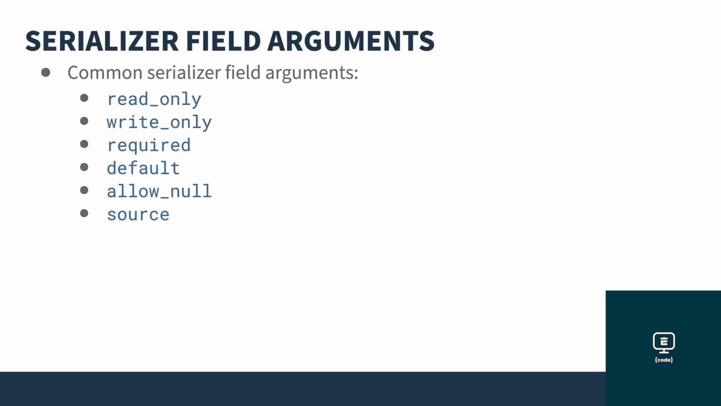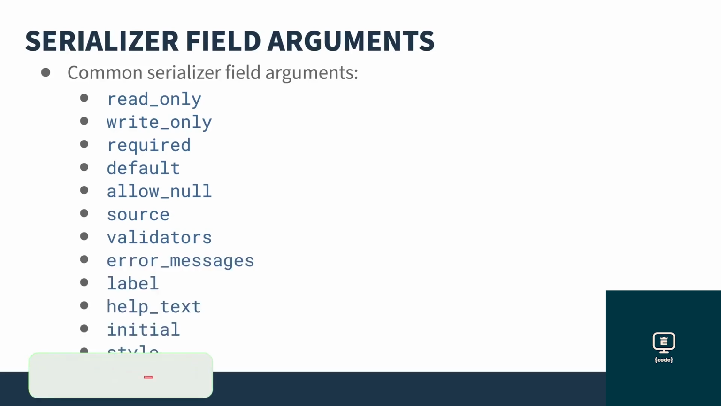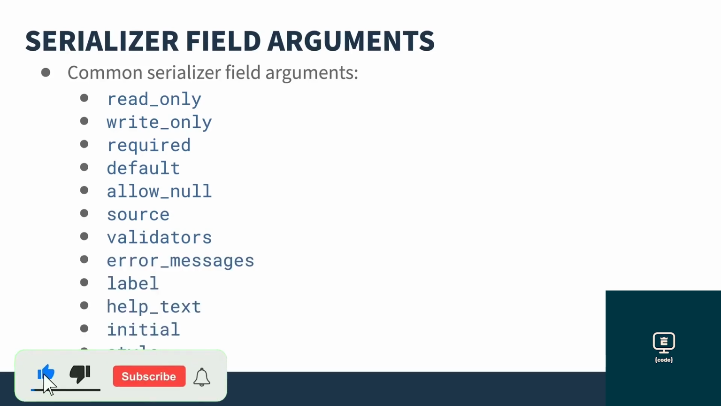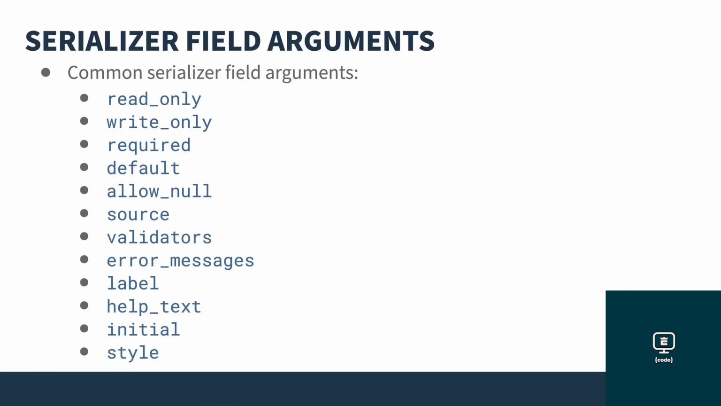By default, the serializer class uses the name of the field to look up the corresponding field in the object being serialized. If you need to rename this, or there's a reason that mapping won't work for you, the source argument allows you to specify where to look something up. You can specify validators, similar to Django's model validators, that determine whether or not the values in the field being serialized are valid. And then finally, error messages, label, help text, initial, and style are all arguments you can use to specify the presentation. Some of these are specific to certain kinds of renderers.